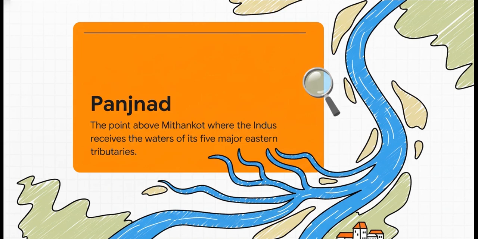Now, this isn't a river, it's a place. It's the specific spot where those famous 5 rivers of the Punjab, the Jhelum, Chenab, Ravi, Beas, and Satluj all merge their waters together before dumping into the main Indus River in Pakistan. Super important concept.